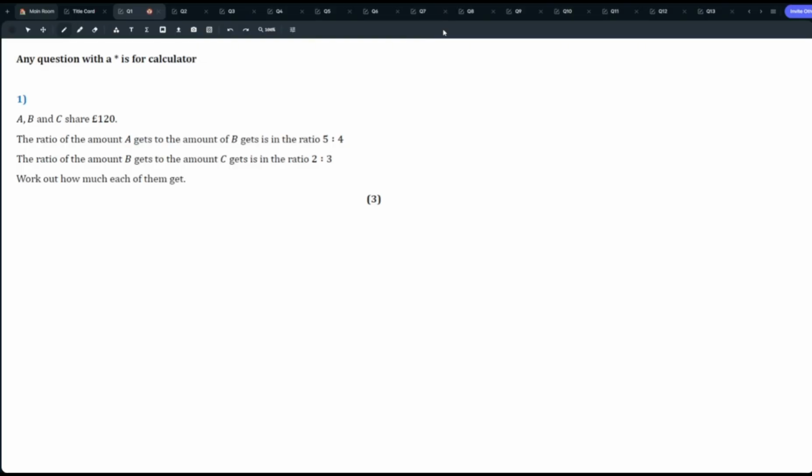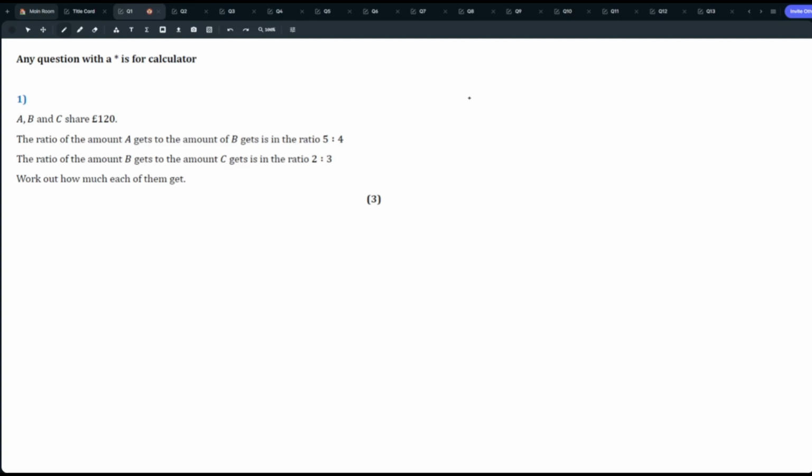This is part 2 of GCSE Revision. This section will be covering ratio and proportion. Just a reminder, if you had seen the first video, anything with a star next to the question will be for calculator. Okay, first question.